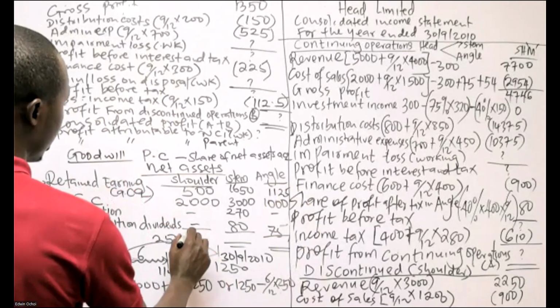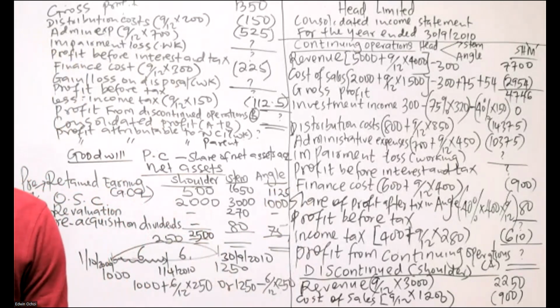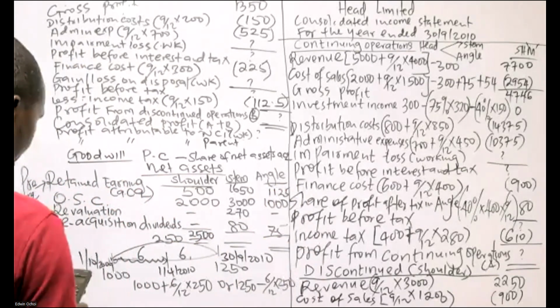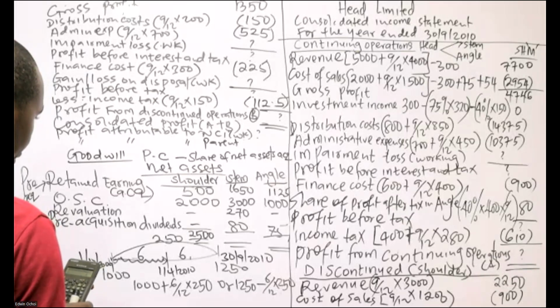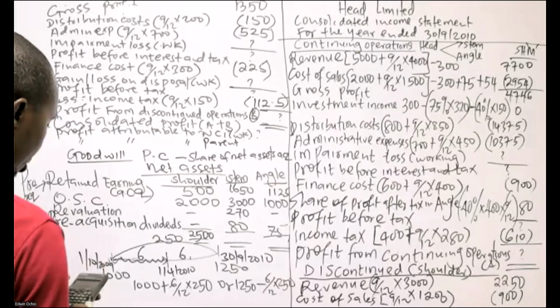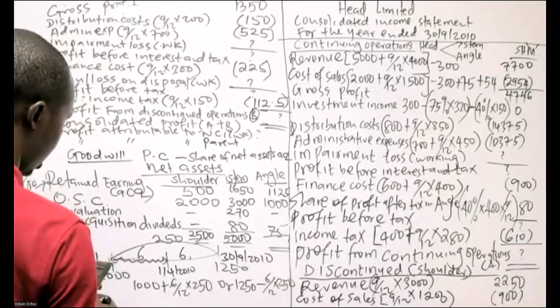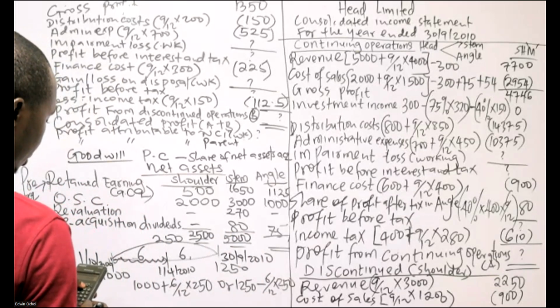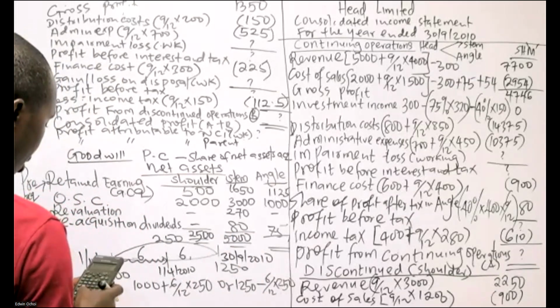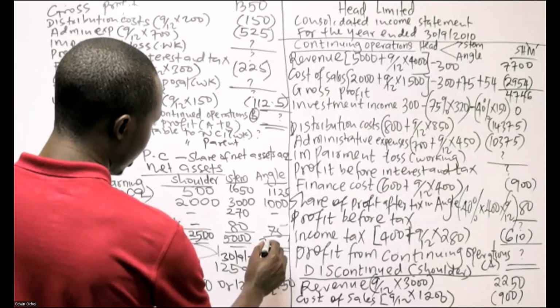So let's get the totals. So this is 1125. So 1650 plus 3,000 plus 270 plus 80, 5,000. Is that correct? 1125 plus 1,000 plus 75. This is 2,200.